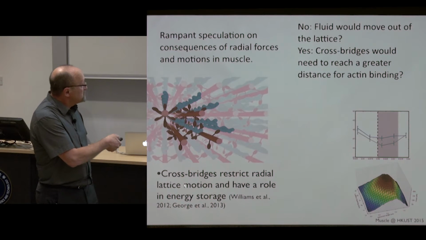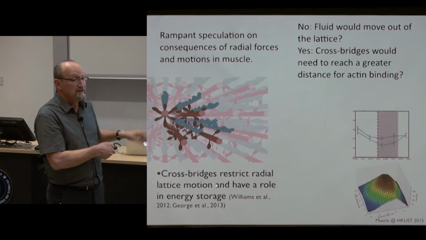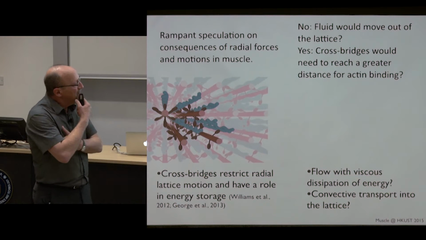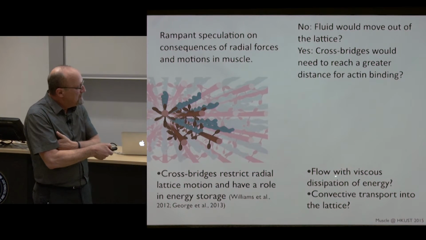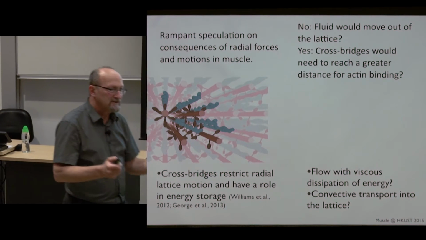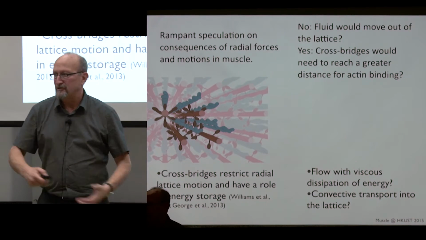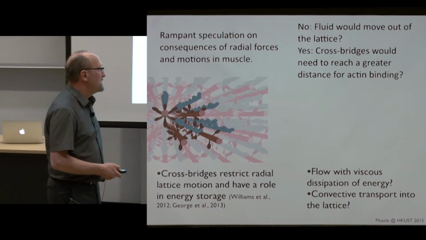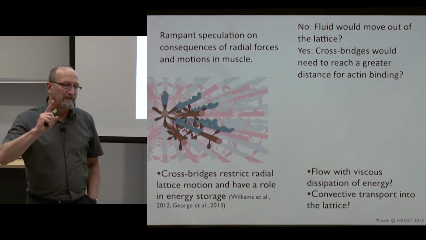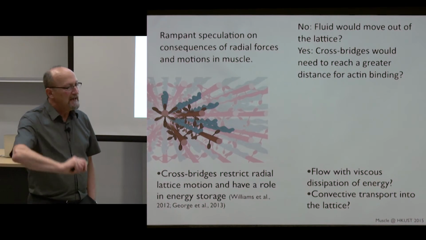So cross bridges are restricting radial motion, and they do have a role in energy storage. We were able to show this in a whole separate set of papers. And as I said, there could be viscous dissipation of energy. This is a bad thing because what you want to do when you're contracting muscle is generate force. You don't want to dissipate energy. You want your mechanical energy to turn into motion. I also said there's an uncertain availability of this substrate of energy, ATP, into the lattice spacing and getting ADP back out.